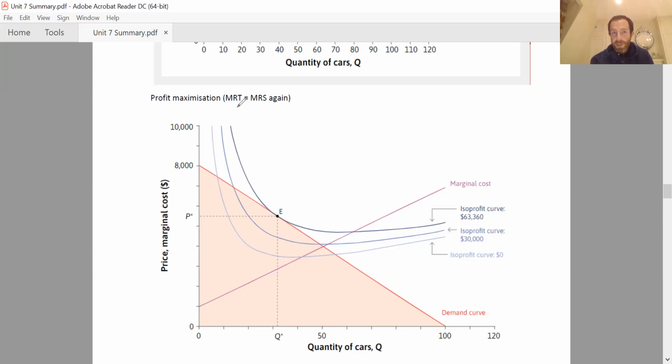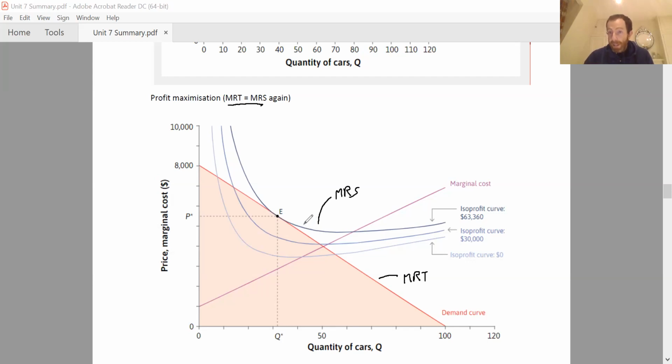And we're back to our old thing again, MRT equals MRS, right? So MRT, we think of as the slope of the demand curve, because it's the transformation of price into quantity or quantity into price. It tells us the trade-off for the firm: if they decrease price, how many extra cars can they sell? That's what we mean by the MRT. And the MRS is about the ISO profit curves. The MRS is telling us, from the firm's perspective, what they would be willing to substitute, right?